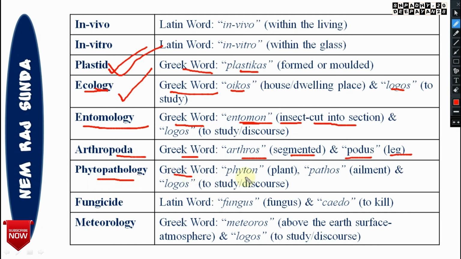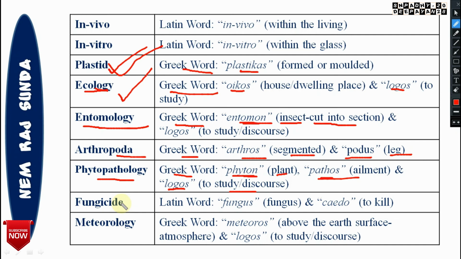Then phytopathology, a Greek term. Three Greek words are there: phyton, pathos and logos. Logos, all of you know, means to study or discourse. Phyton is plant, and pathos is ailment. To study the ailment of the plant is known as phytopathology, particular to the pathology of plants that you study in plant pathology.